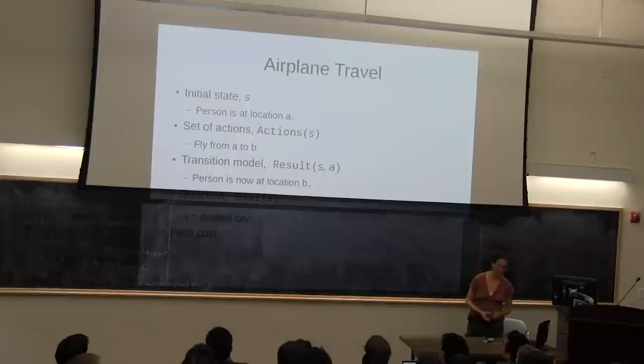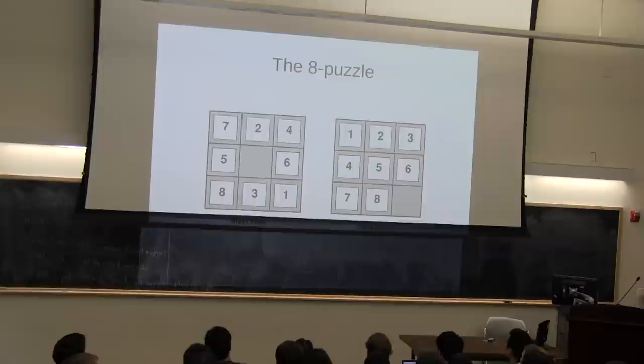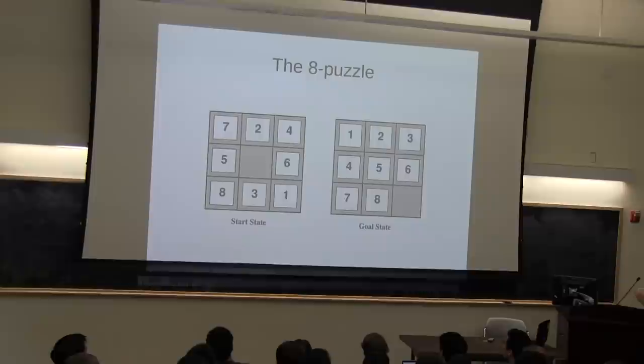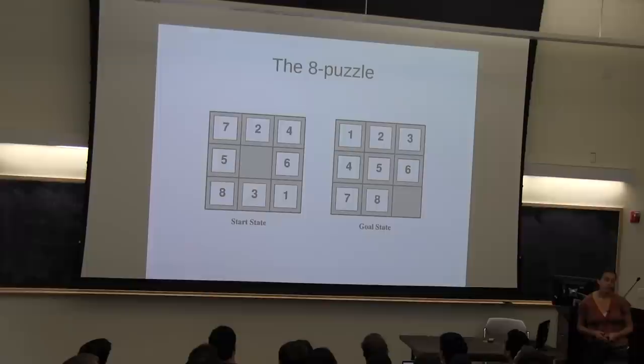All right, so here's another one. This is a puzzle. And this is going to come up in the next lecture, too, when we get to heuristic search. This is based on a children's toy. What you're trying to do is put the blocks, which start out in random order, into numerical order. So 1, 2, 3, 4, 5, 6, 7, 8 with an empty space in the lower right corner.